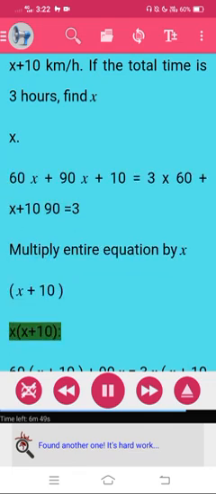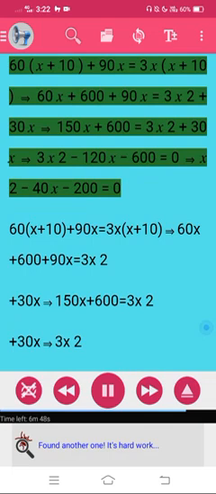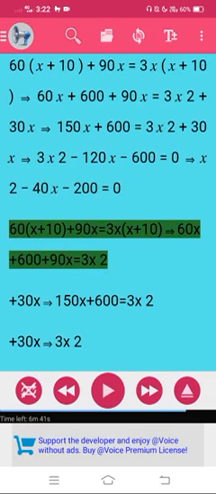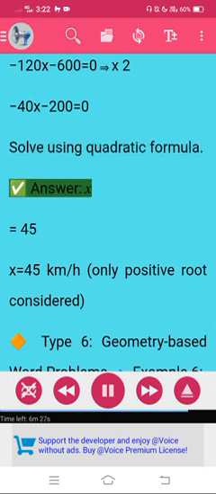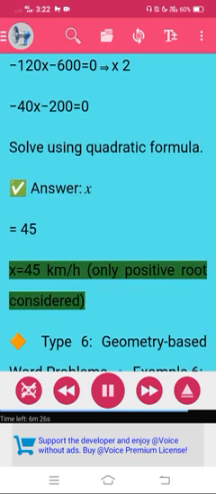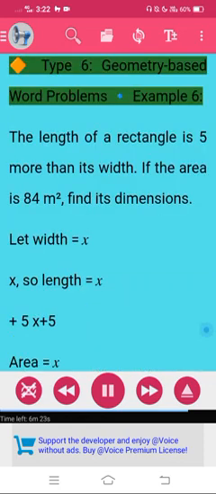60(x plus 10) plus 90x equals 3x(x plus 10). Solve using the quadratic formula. Answer: x equals 45 kilometers per hour. Only the positive root is considered.